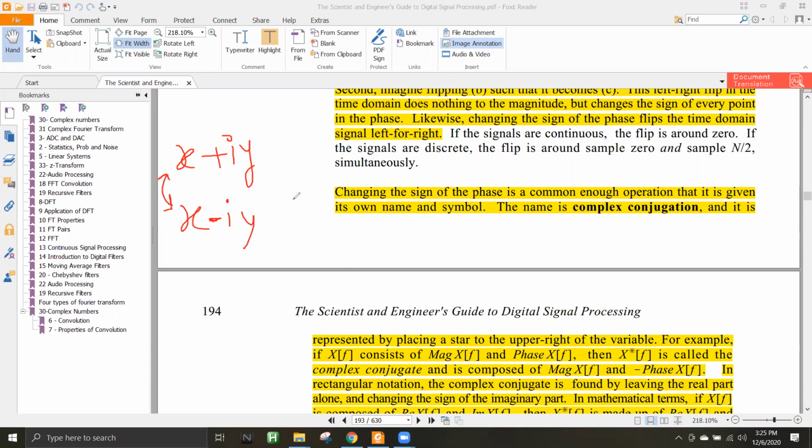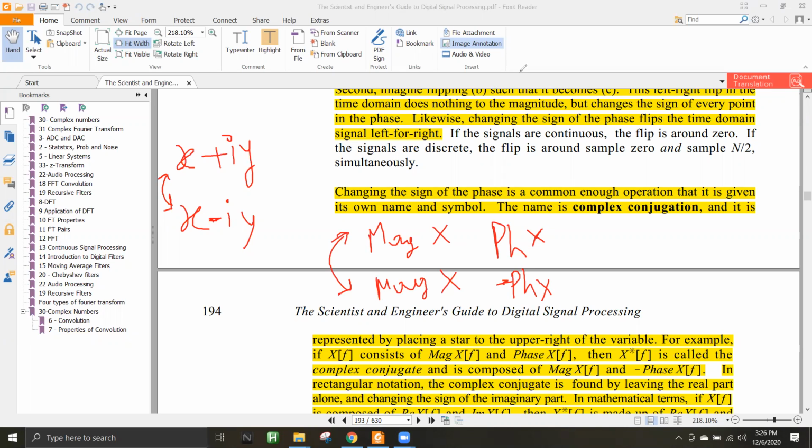This is in the rectangular notation. Correspondingly, in the polar notation, how would we have the complex conjugate? If you have magnitude x and phase x, the corresponding complex conjugate would have magnitude x and minus phase. Whatever the phase was for x, you'd have the negative phase. So that is the complex conjugate. They are the complex conjugates of each other.